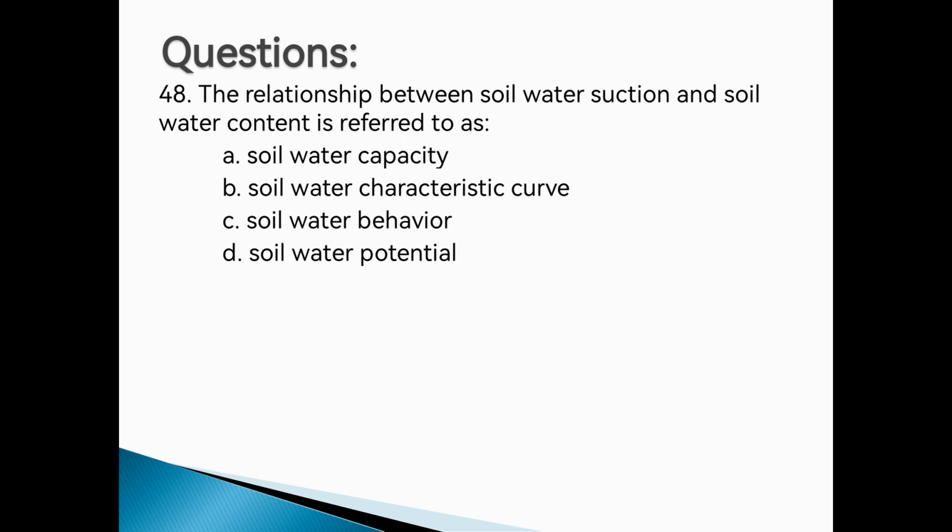Number 48. The relationship between soil water suction and soil water content is referred to as A. Soil water capacity, B. Soil-water characteristic curve, C. Soil-water behavior, D. Soil-water potential. The correct answer is B. Soil-water characteristic curve.